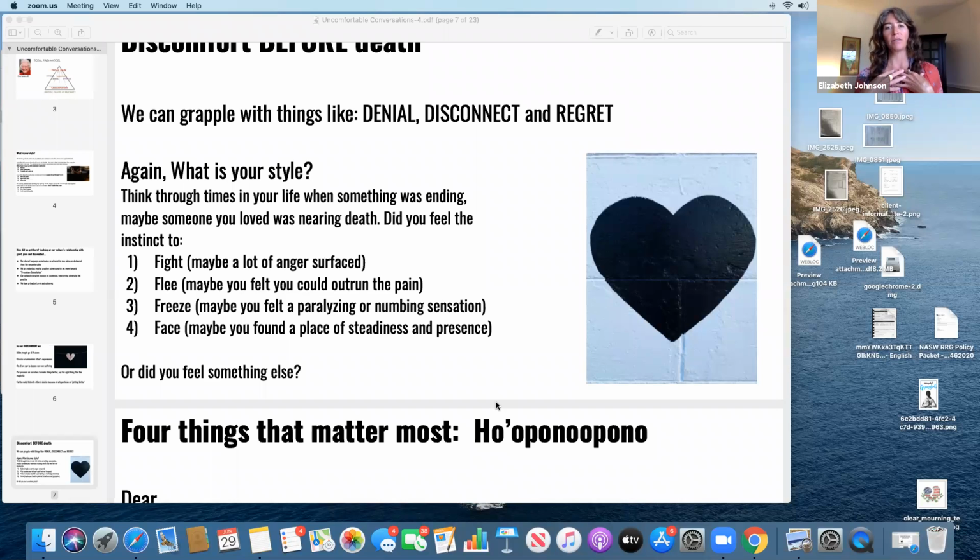And then, as we did in the earlier exercise, begin just to reflect upon that question of, what did you do? What did you feel in this space? And in your mind's eye, in your body, just begin to feel into whether there was some sort of instinct to maybe fight. Maybe there was a lot of anger that emerged, the sense of it shouldn't be this way. Or maybe there was an instinct to flee, this massive sense of overwhelm, of needing to get away from what was before you. Or maybe there was a sense of being paralyzed by the awareness of this major change, of loss. Maybe you froze or numbed out. And maybe, just maybe, you were able to face that which was before you, and you found some place of steadiness or presence as you confronted this loss.